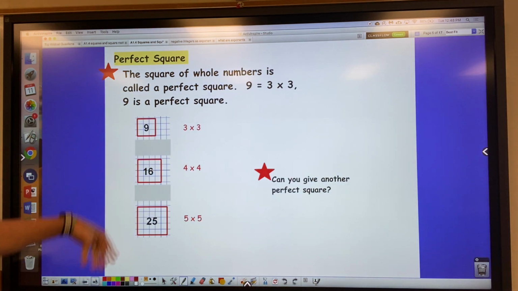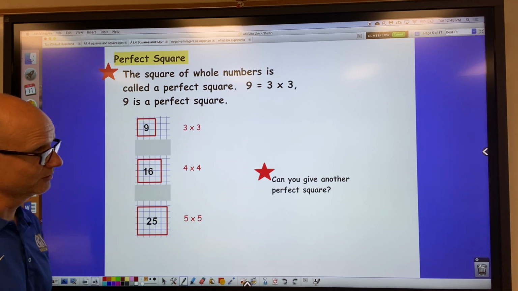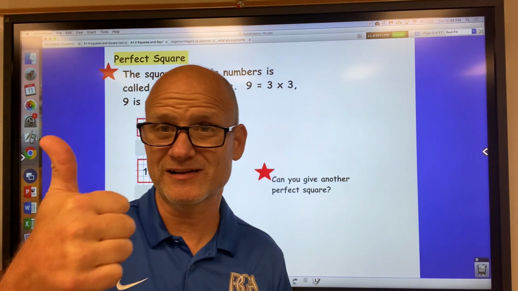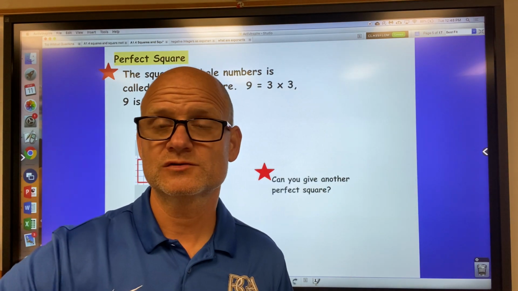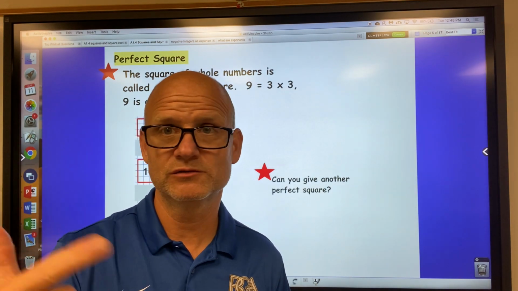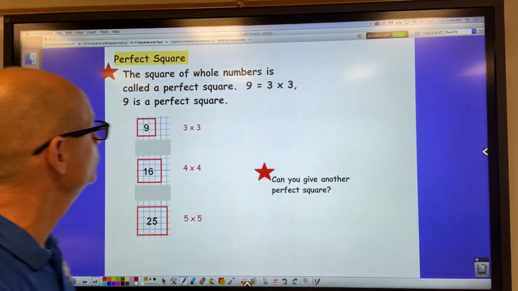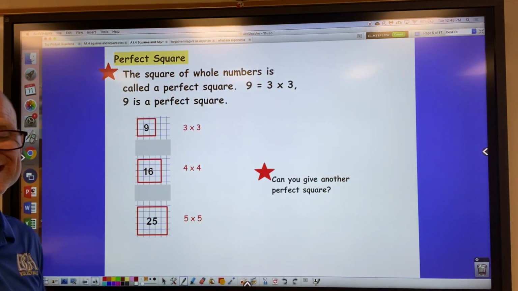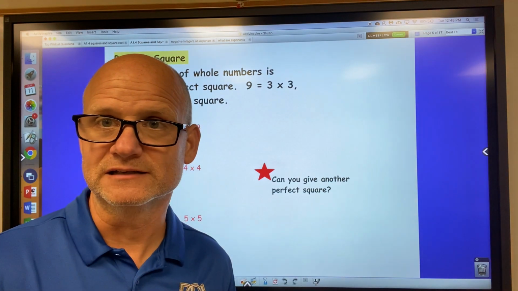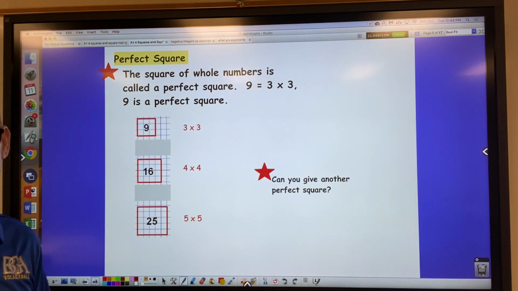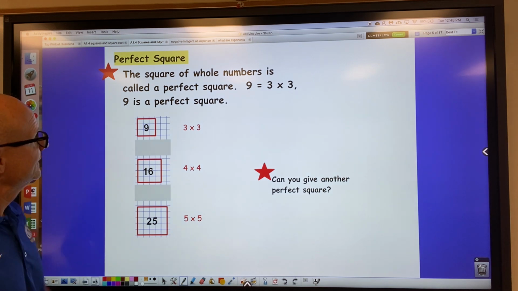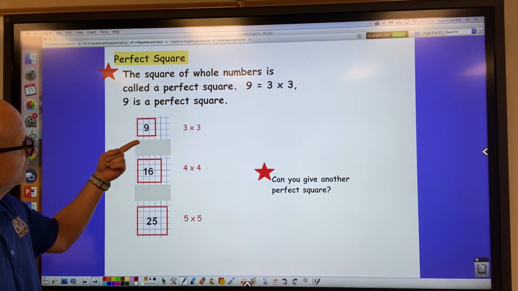Something else to discuss is, what's a perfect square? A perfect square is when you take a whole number, okay? Remember we talked about natural numbers, and then whole numbers. So when you take a whole number, which could be 1, 2, 3, 4, 5, and you multiply it by its same number, like 9 times 9, now you have a perfect square, which is 81, all right?